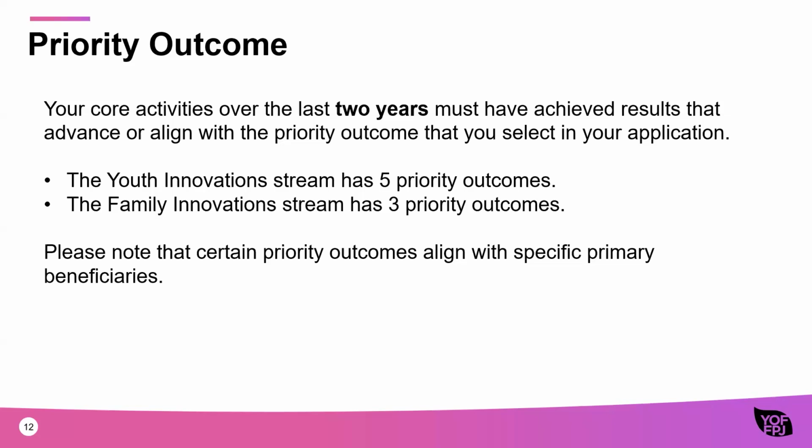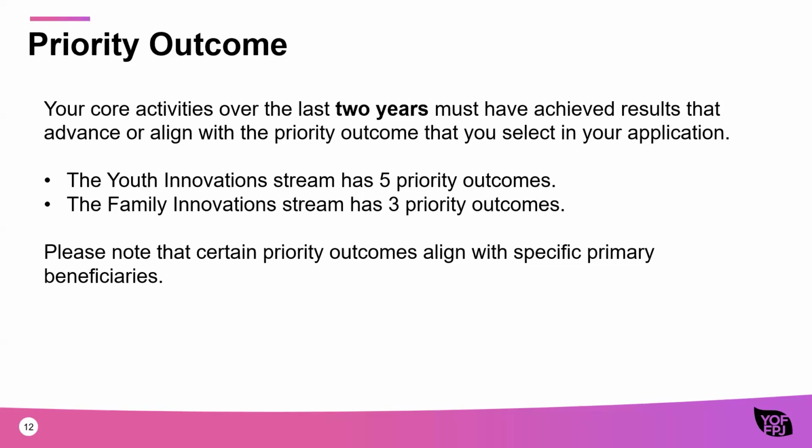Your core activities over the last 2 years must have achieved results that advance or align with the YOF priority outcome that you select in your application. So what does it mean to advance or align with a priority outcome? It means that the change you have been able to achieve over the past 2 years can contribute to or support the type of impact described in at least one of your chosen grant stream's priority outcomes.